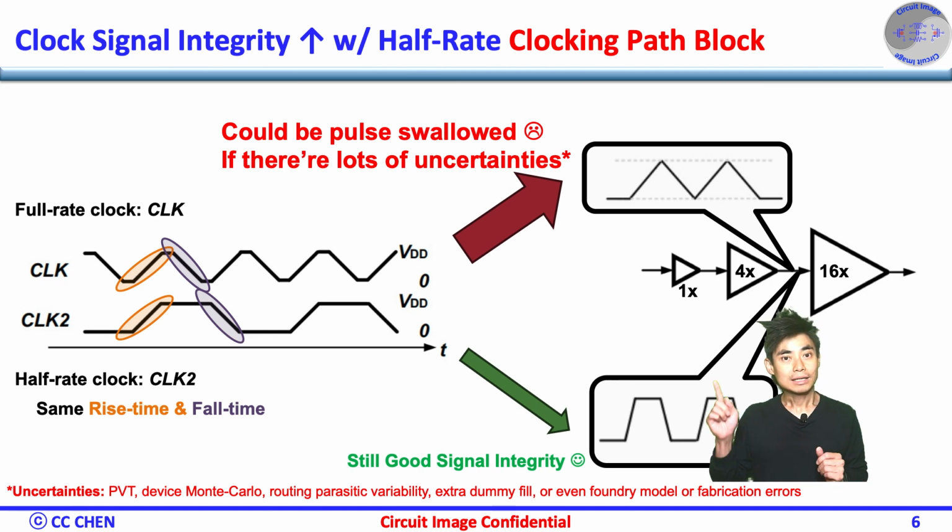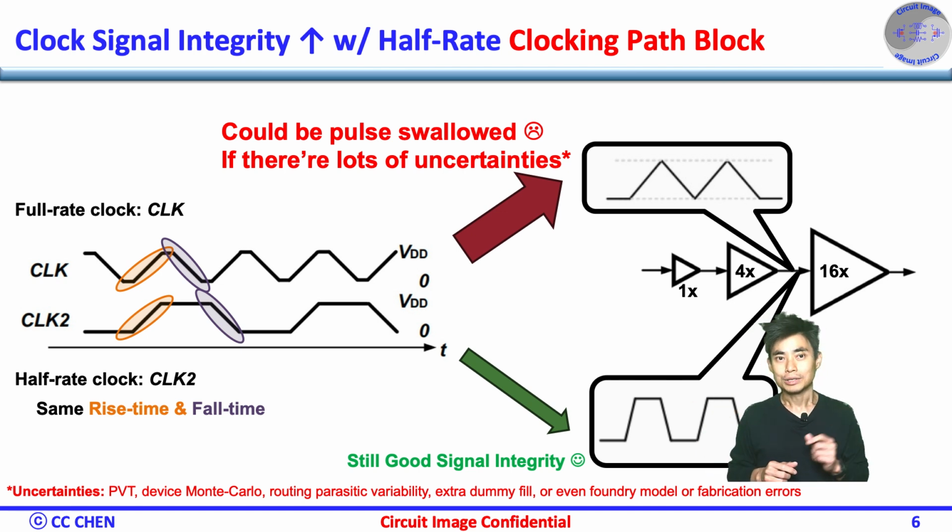You should see the clock signal has a more robust signal integrity in a square wave, which has a much less chance of having path swallow in the clocking over PVT, device Monte Carlo, routing parasitic variability, extra dummy fill, or even foundry model or fabrication errors. We can achieve the clocking robustness not only in your careful design in the full design cycle, but also in the first step, the clock architecture decision.